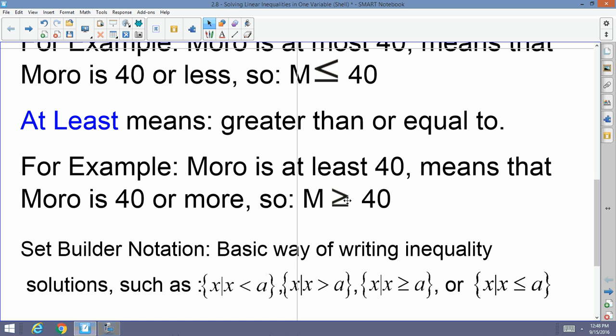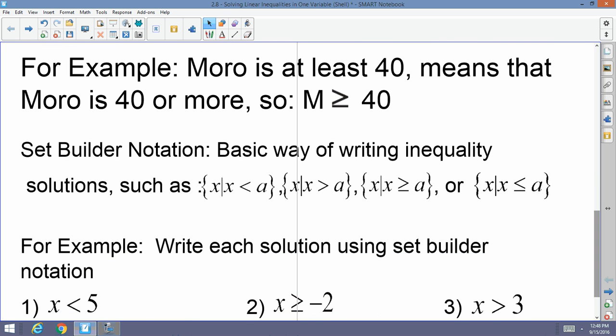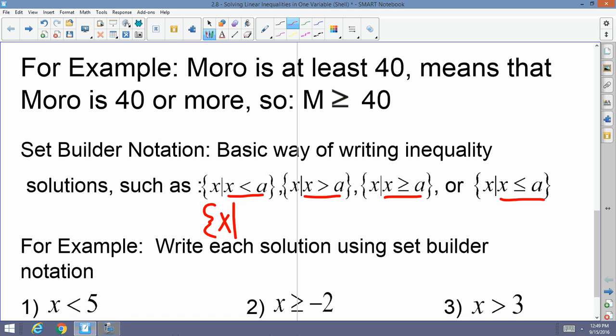Okay. Now, as far as how we write the solutions to inequalities, there's something called set builder and there's something called interval notation. Set builder notation is the basic way of writing inequality solutions. And this is how it works. Let's say we're solving for the variable x, okay? When we have a set builder, we're creating a set. So we have our little braces. We define the letter that we're solving for. Then we draw a straight vertical line down, and then we actually put in the solution, whether it be x is less than a, x is greater than a, x is greater than or equal to a, or x is less than or equal to a.